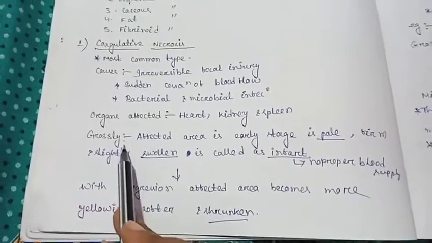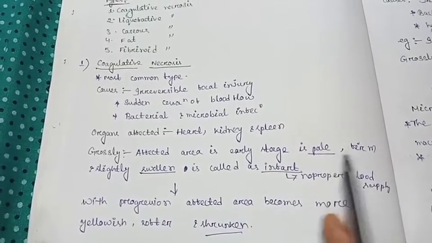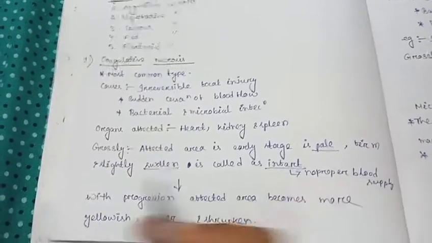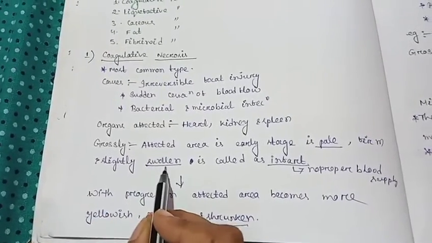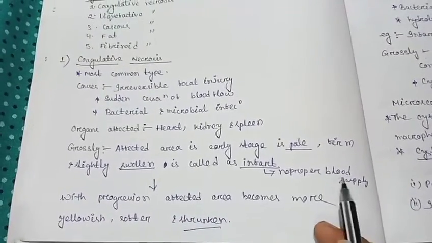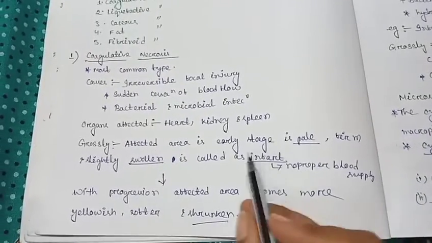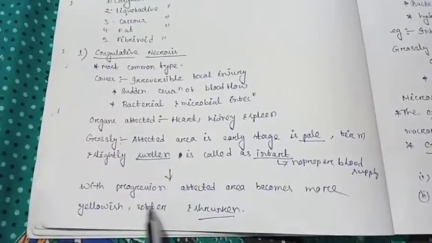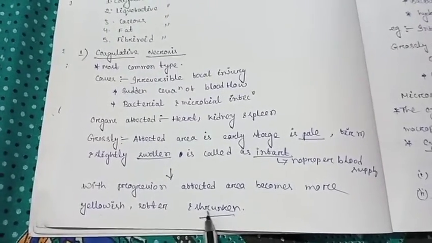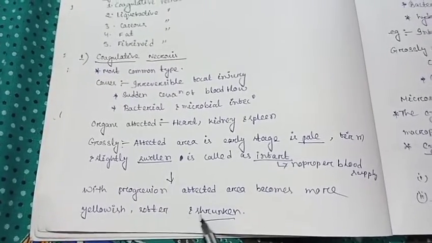Grossly, the affected area of the organ in the early stage is pale in color and slightly swollen, and this is called an infarct. What is an infarct? Blood supply is not properly reaching that area. With progression, the affected area becomes yellowish, softer, and shrunken. Shrunken means the size of that organ is reduced.